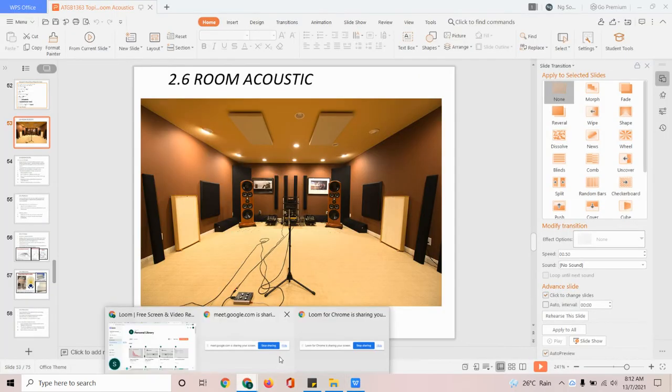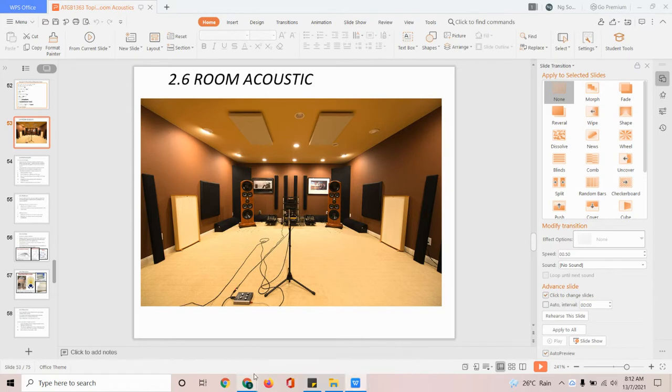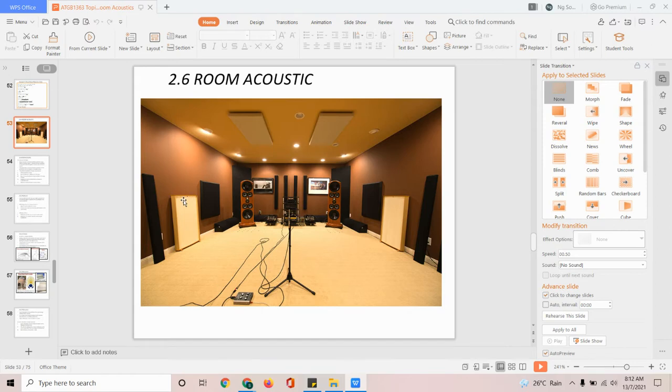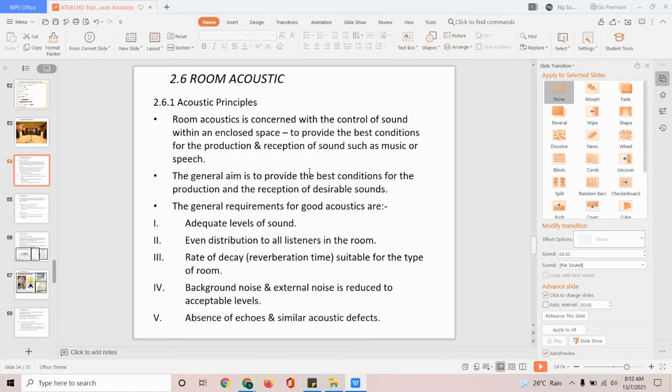Okay, so last we stopped is on the room acoustic. So this is still topic two, regarding the acoustic system or the sound and acoustic system noise control. So when it comes to room acoustic, there's a principle behind it, which is the concern regarding the control of noise within an enclosed space. So hopefully you guys still remember what this subject is all about.